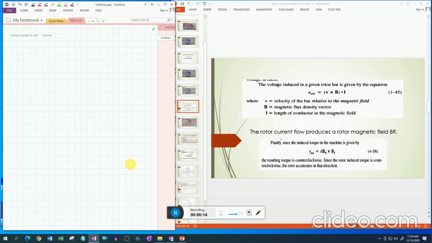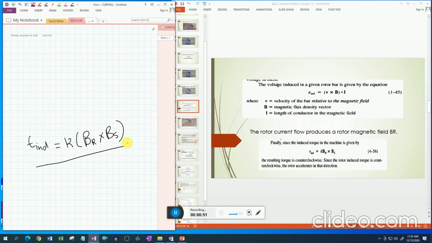Because of induction, the rotor current flows in the rotor winding, and this current produces a rotor magnetic field BR. And now we have two magnetic fields, the rotor magnetic field and the stator magnetic field. So the induced torque in the machine is given by this: torque induced is equal to K, a constant, multiplied by the rotor magnetic field cross the stator magnetic field.